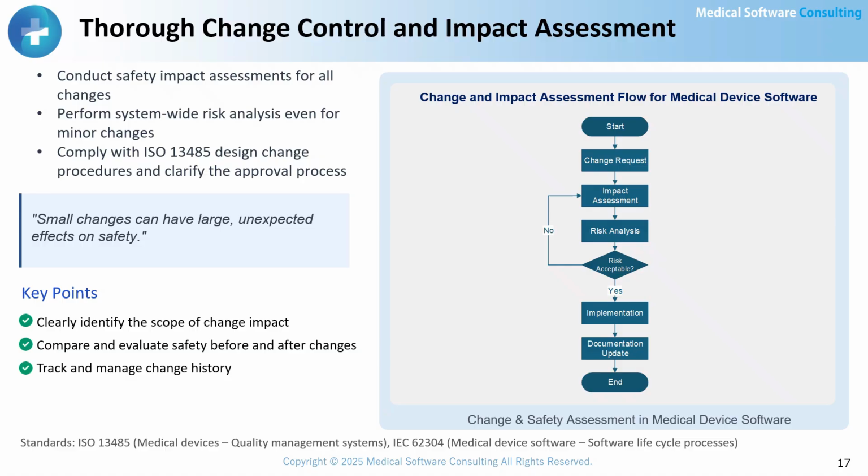Every change, whether large or small, must be evaluated for its impact on safety. Even minor corrections require a full risk analysis at the system level. In accordance with the design change procedures of ISO 13485, the approval process must be clearly defined, and both the scope of impact and the risk level must be explicitly documented. Even small changes can have unexpected effects on safety.